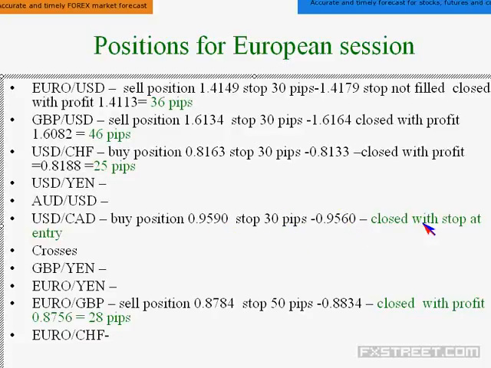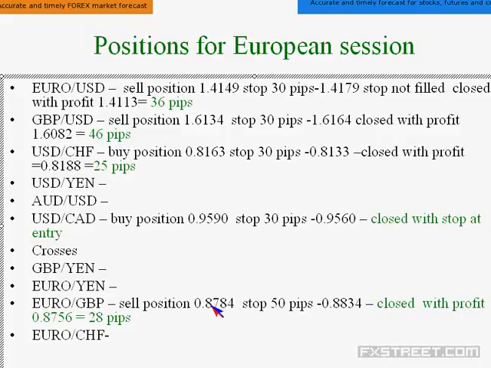Still, I have taken the buy position at 95.90 with a stop of 30 pips at 95.60, and subsequently around 13 GMT they came down and then came up only to 95.91. So I closed it with stop at entry.